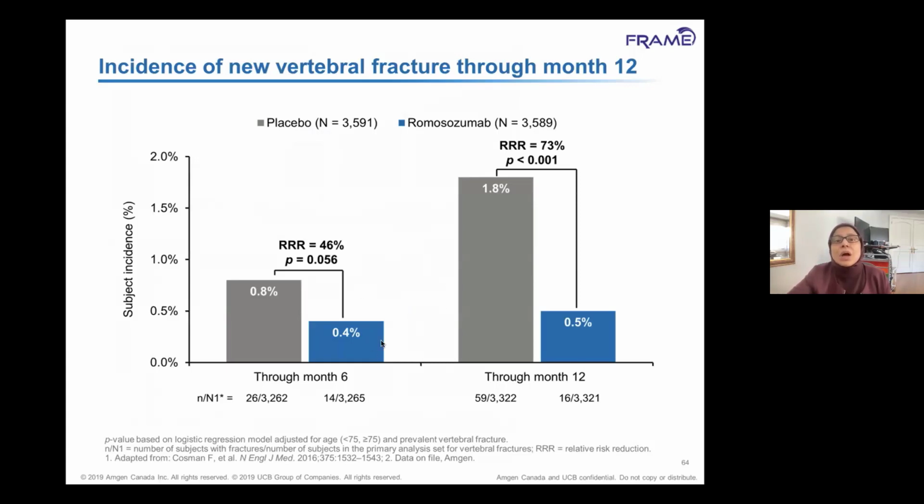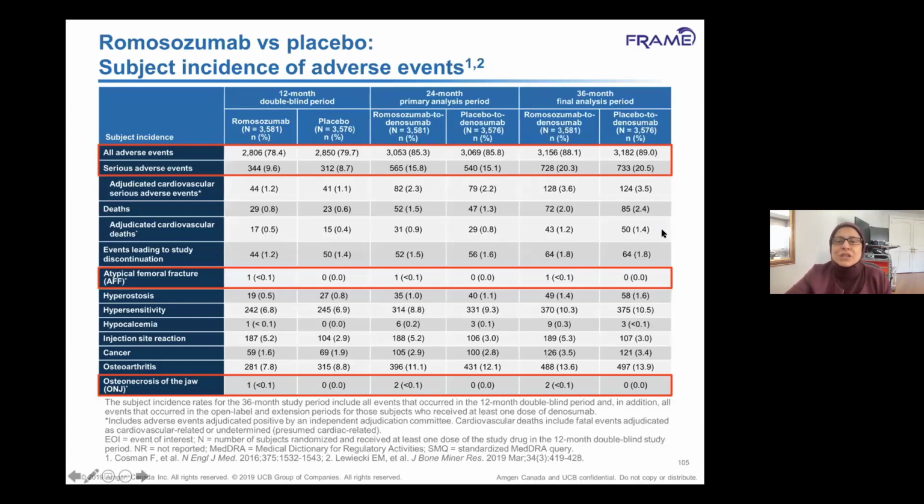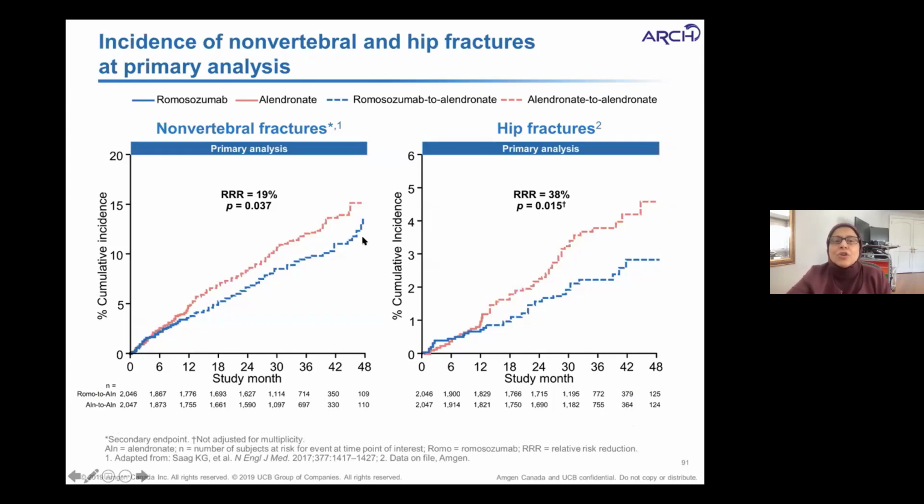And the bottom line is reduce fractures as early as 6 months with romosozumab in comparison to placebo. And if we continue to look at these patients, you can see that the romosozumab group has an ongoing fracture risk reduction with respect to non-vertebral fractures and hip fractures. So the group that was on romosozumab in comparison to the group that was on alendronate had a significantly improved structure of the skeleton in the first 12 months.